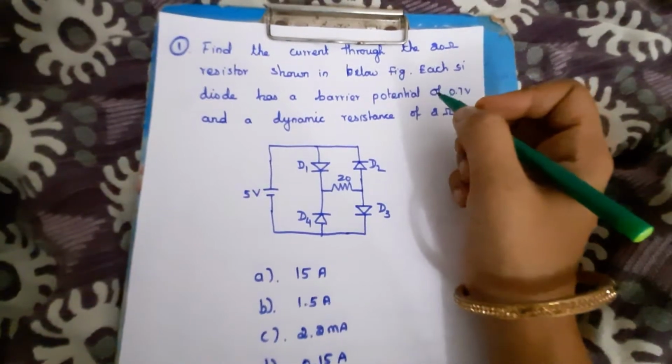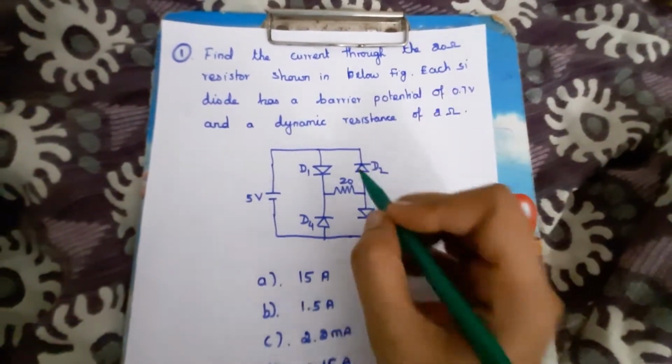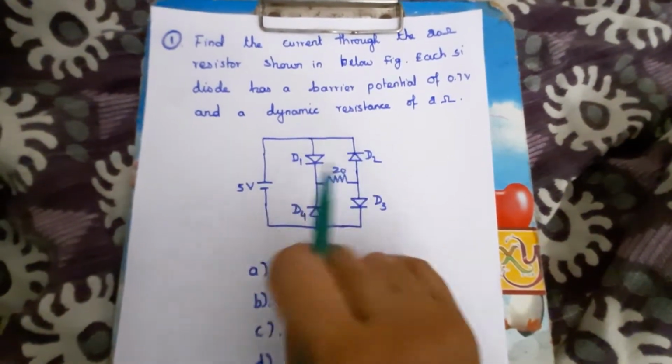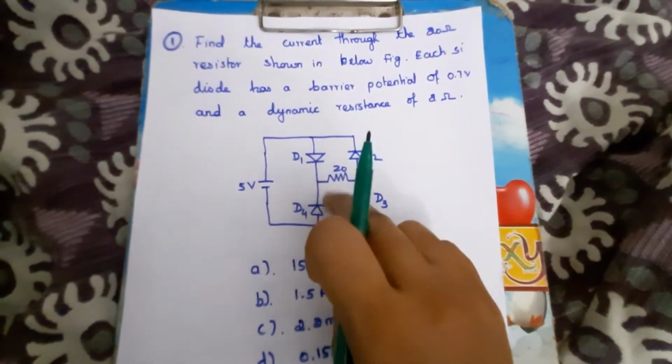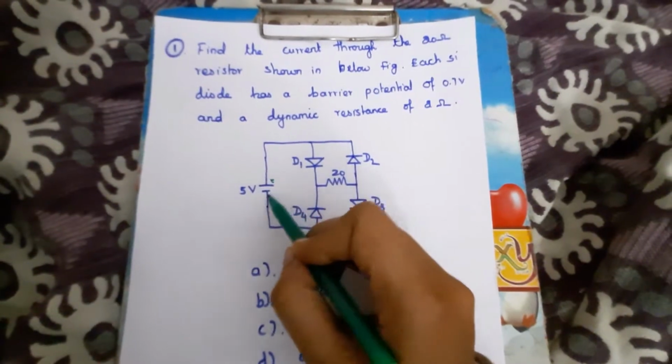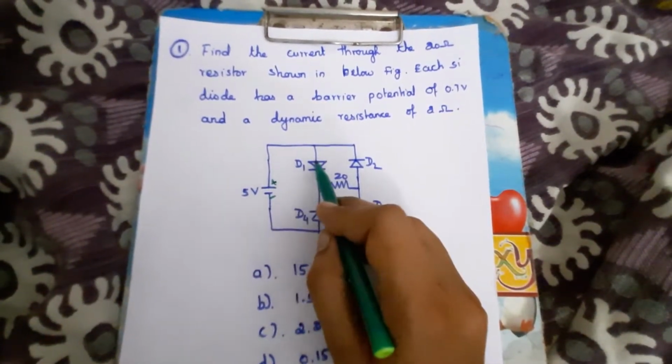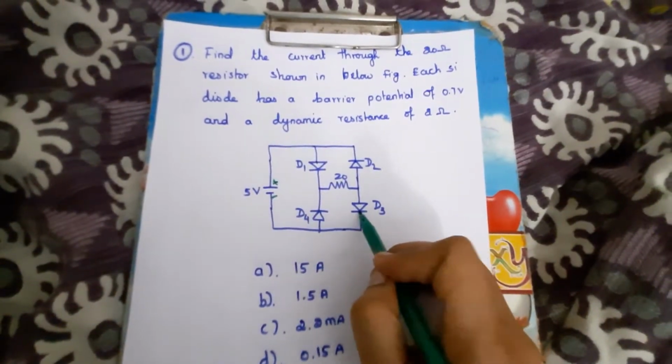So the solution for this first question. First we have to draw the diode equivalent circuit. Redraw this circuit with the diode equivalent circuit, and this is positive and this is negative. Now seeing this, positive is connected to positive here and negative is connected to negative here.